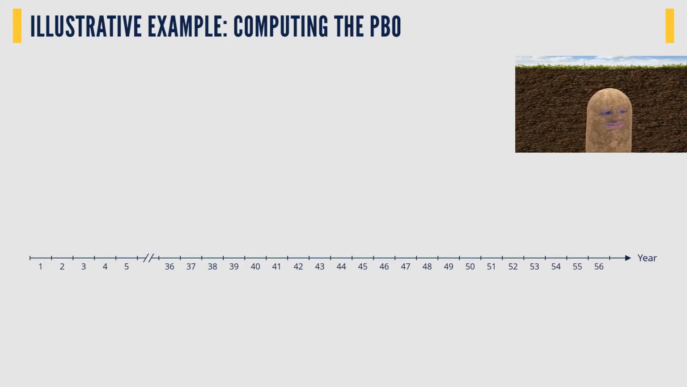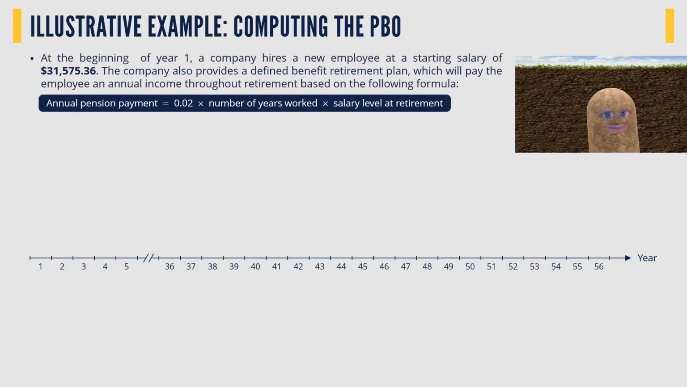But here's a timeline with 56 years. Yeah, 56 years. So let's get started. What are we talking about? Well, let's take some given information. Let's assume that at the beginning of year one, a company hires a new employee at a starting salary of $31,575.36. That's oddly specific, but you'll see why in a second.